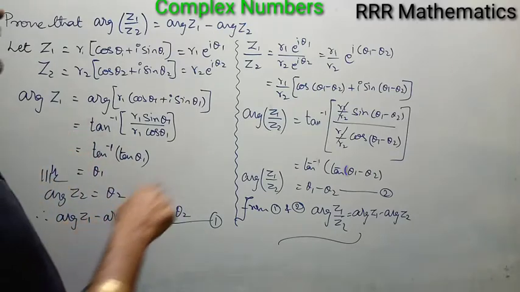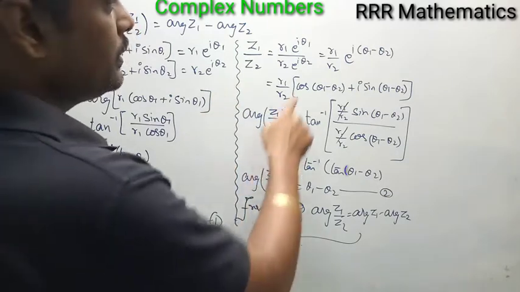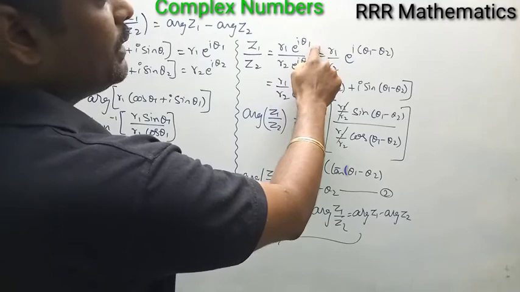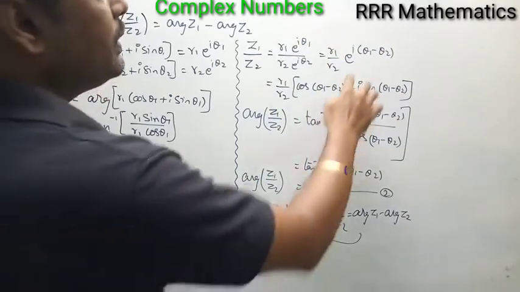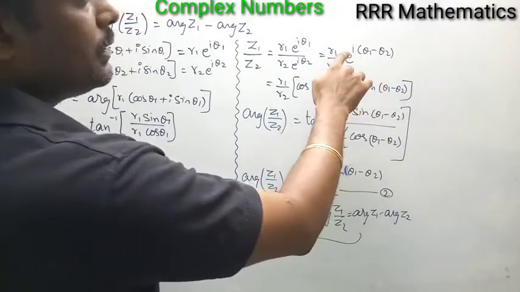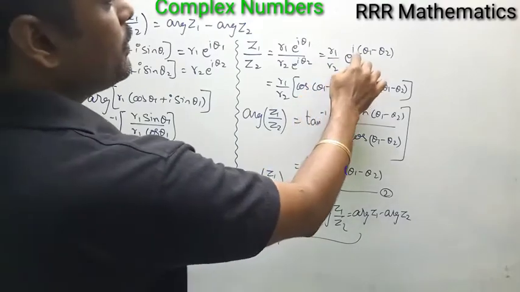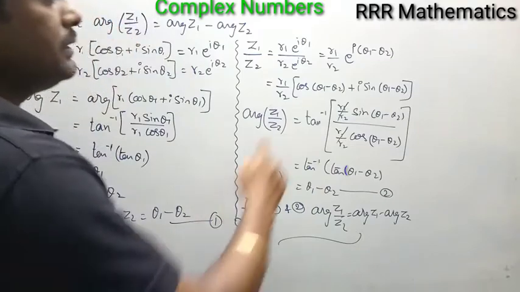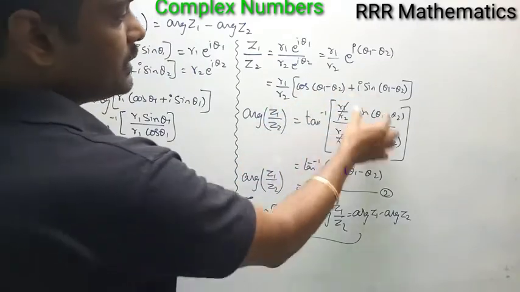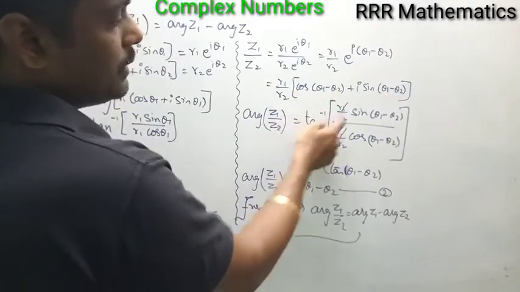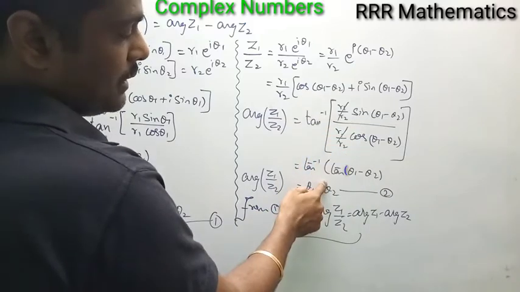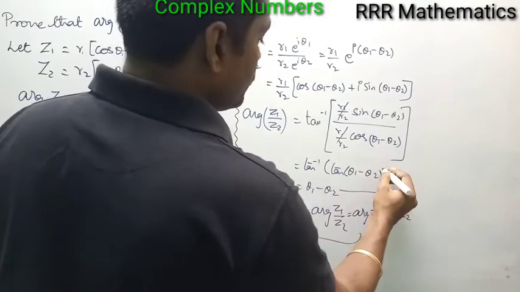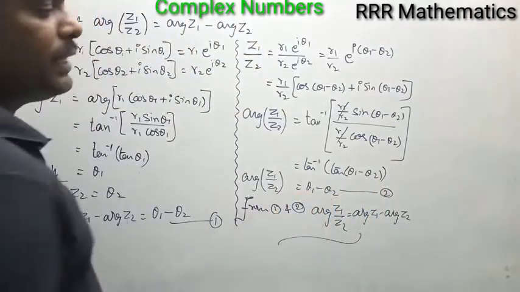For the left hand side, find Z1 by Z2. So r1 by r2, this e power i theta 2 comes to the numerator, e power minus i theta 2. So when you multiply, you can add the powers. So it will be e power i theta 1 minus theta 2. Write in this format, taking argument, tan inverse imaginary part by real part. These two get cancelled, sin by cos is tan. Again tan inverse tan cancels. It will be theta 1 minus theta 2.